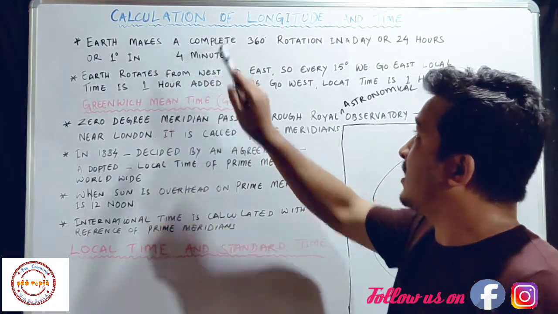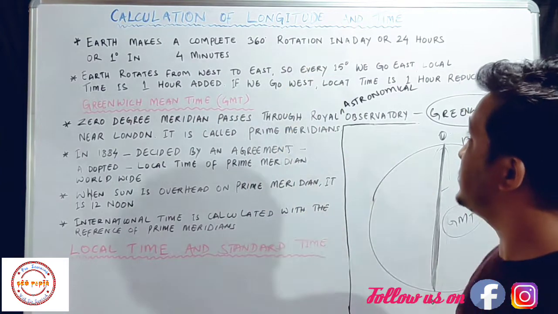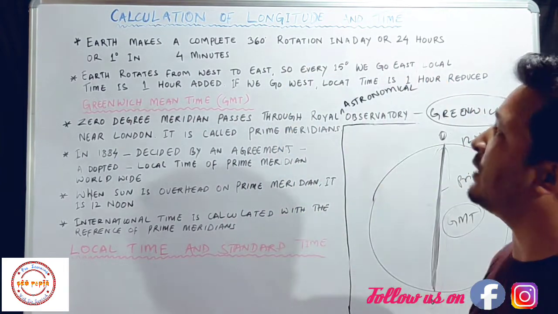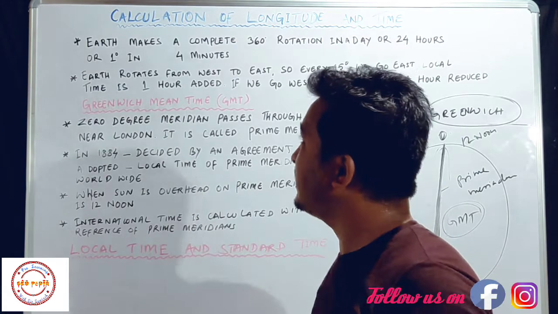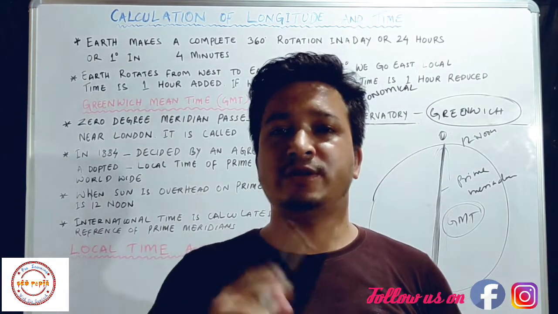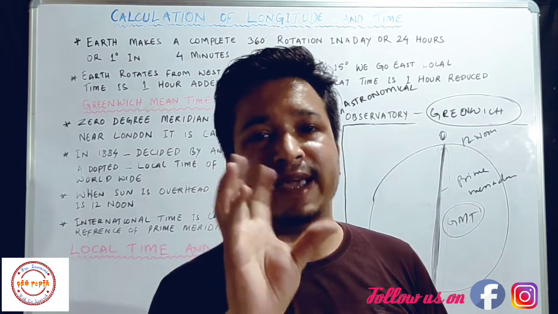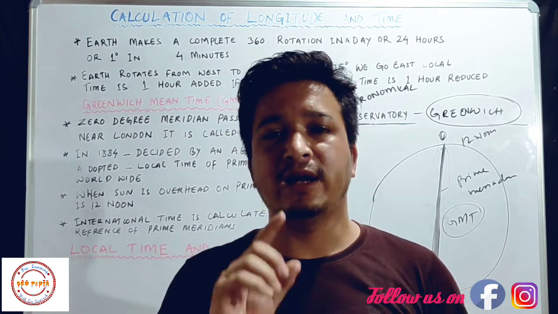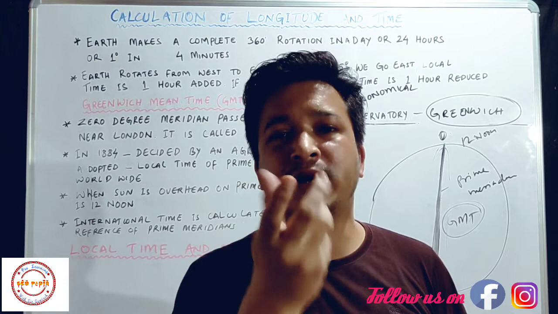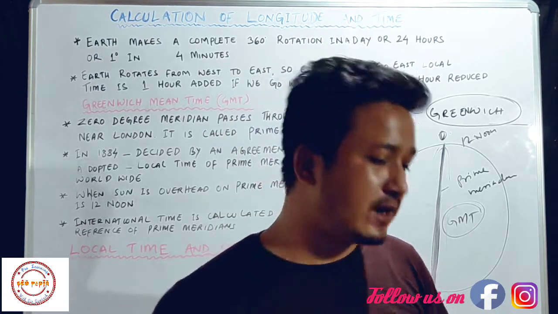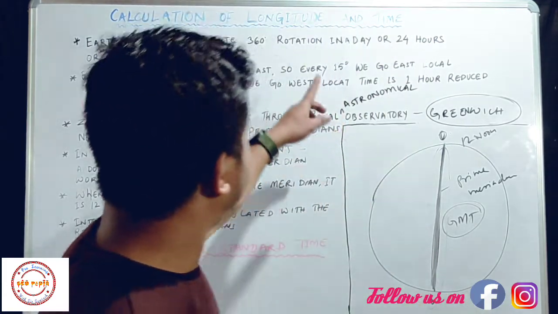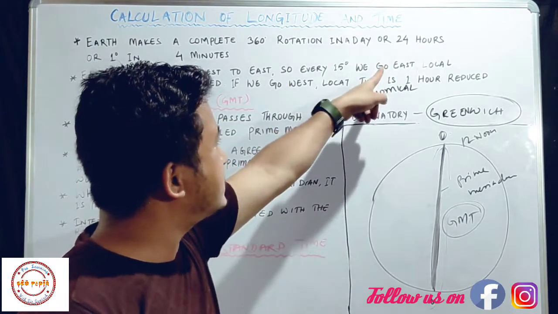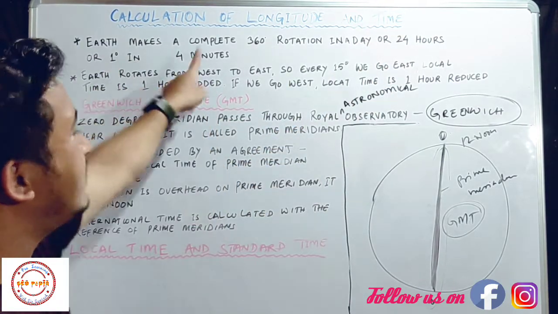Now let us go to these points. The Earth makes a complete 360 degree rotation in a day, or 24 hours, or 1 degree in 4 minutes. Students, you know that our Earth rotates on its axis, and in 1 day, that is 24 hours, it completes one rotation, which means 360 degrees. So it completes 360 degrees in 24 hours, or you can say it rotates 1 degree in 4 minutes.